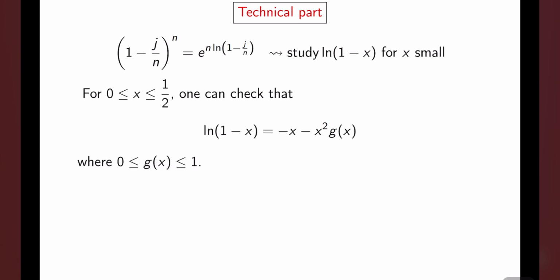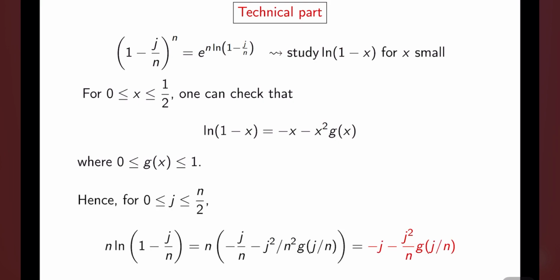Okay, let's start. (1 - j/n)^n is exp(n log(1 - j/n)). This suggests to study ln(1 - x) for x small enough. And in fact, for x between 0 and 1/2, we can check that ln(1 - x) is -x - x^2 times a certain function g of x, with g non-negative and less than 1.